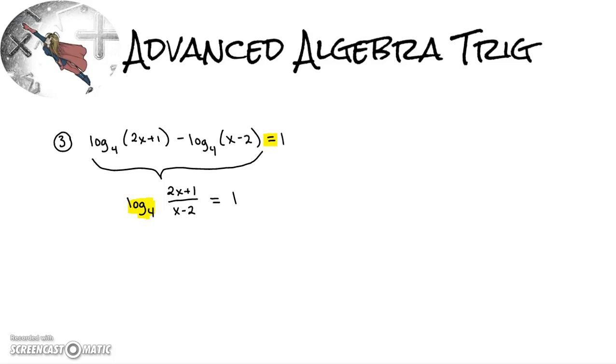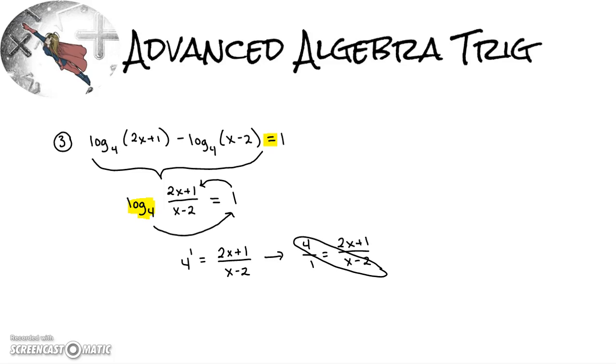So now this again has a log only on the left-hand side. So we're going to rewrite this into exponential form again. So I rewrite it as 4 to the first equals 2x plus 1 over x minus 2. Okay, now I think what makes this problem easiest for most students is if you say 4 over 1 equals 2x plus 1 over x minus 2. It's the same thing as what we had, but then you can cross multiply to go forward with your solving.